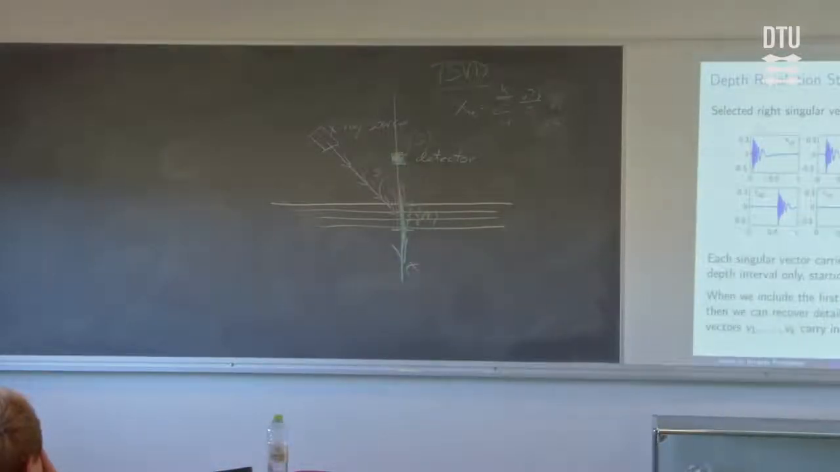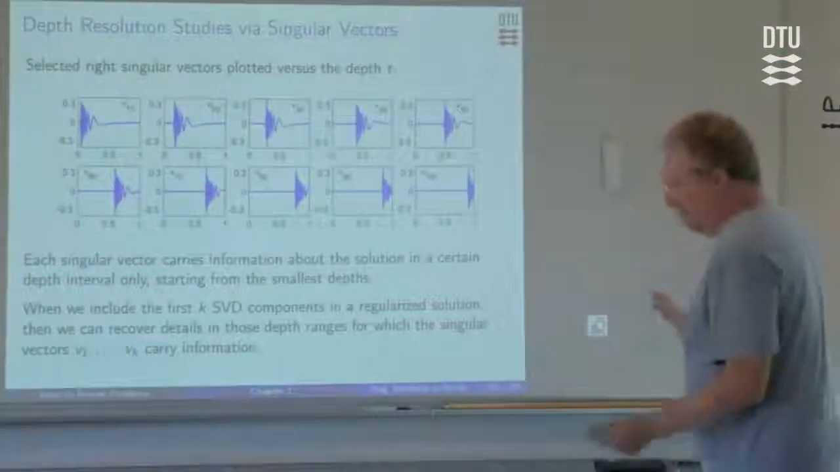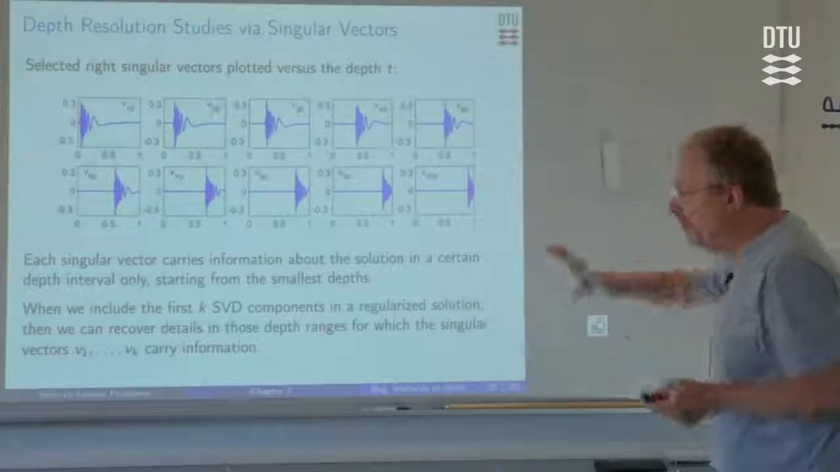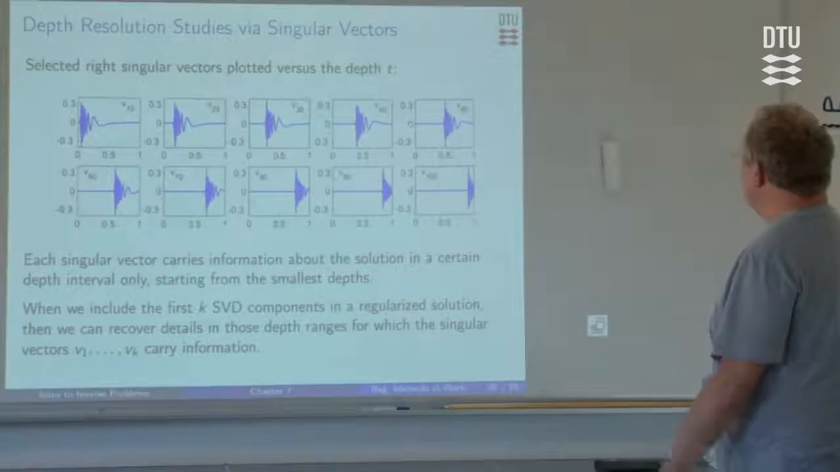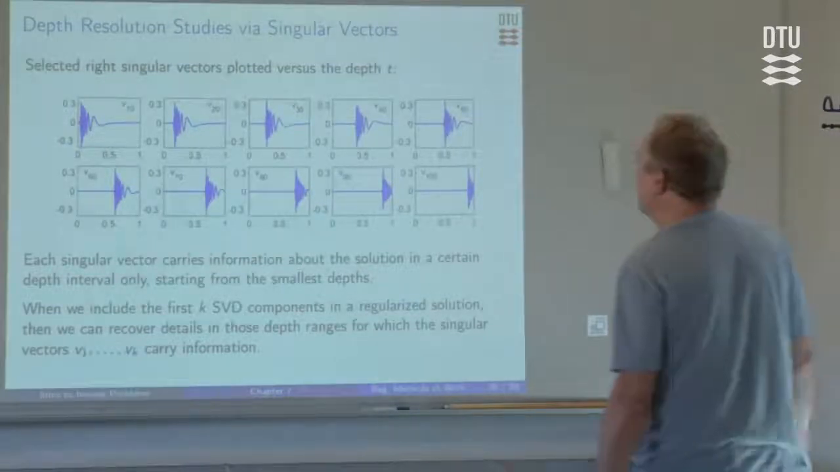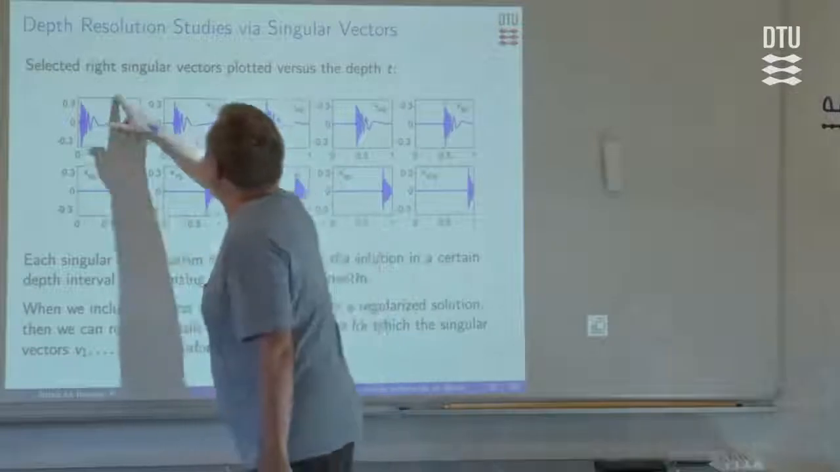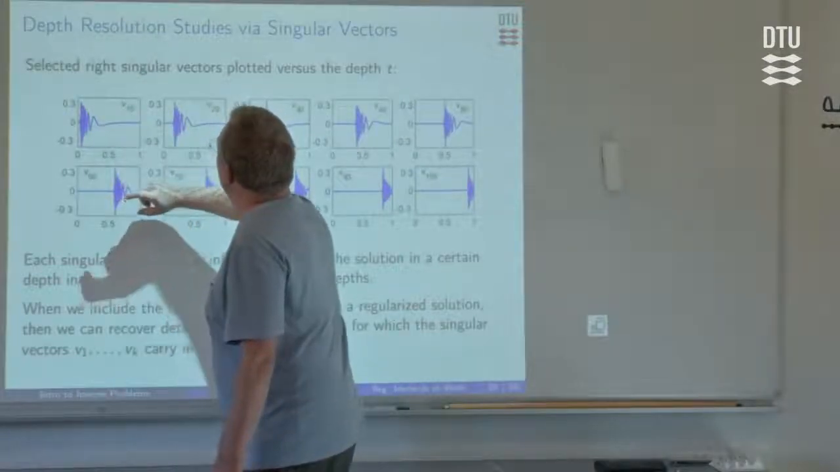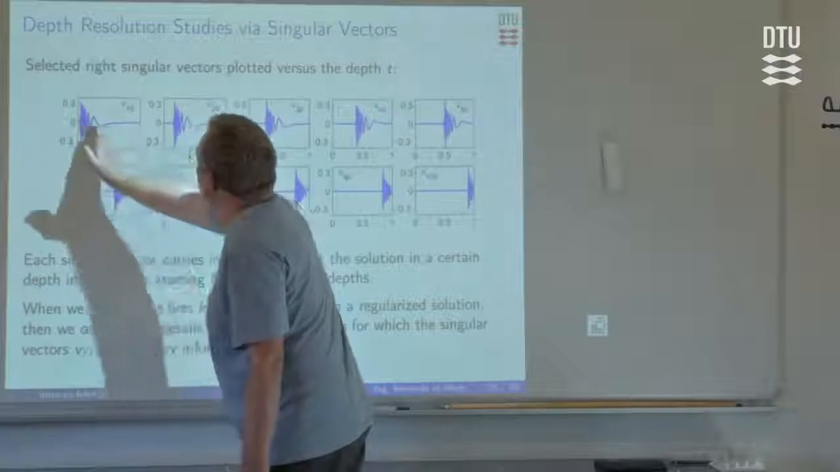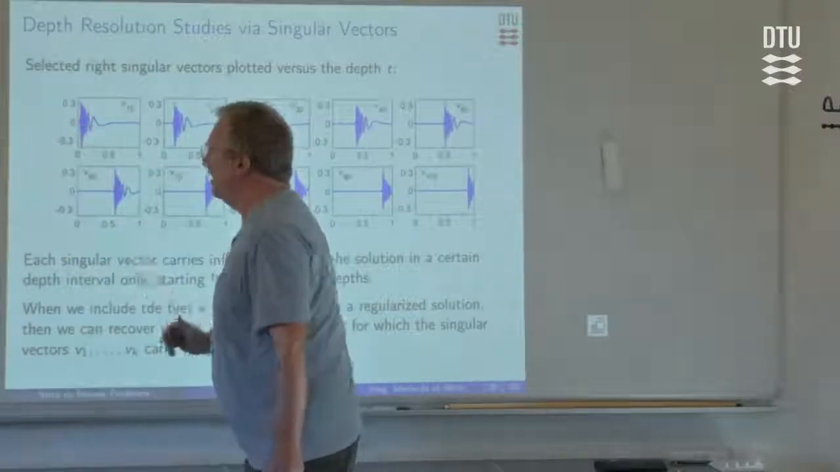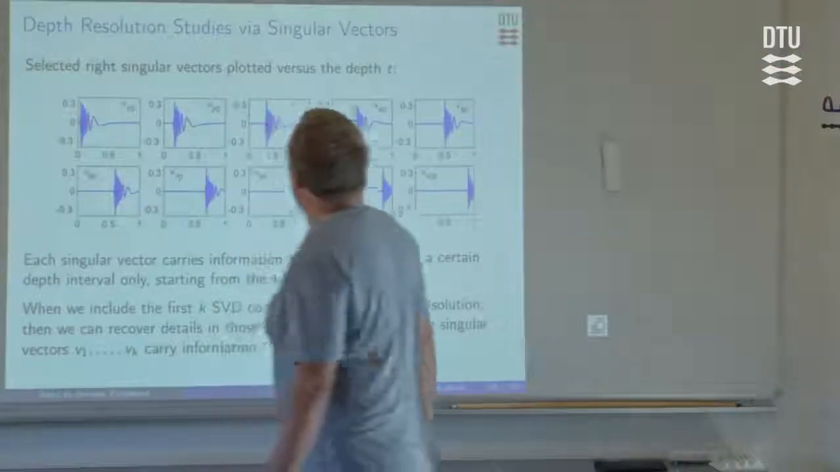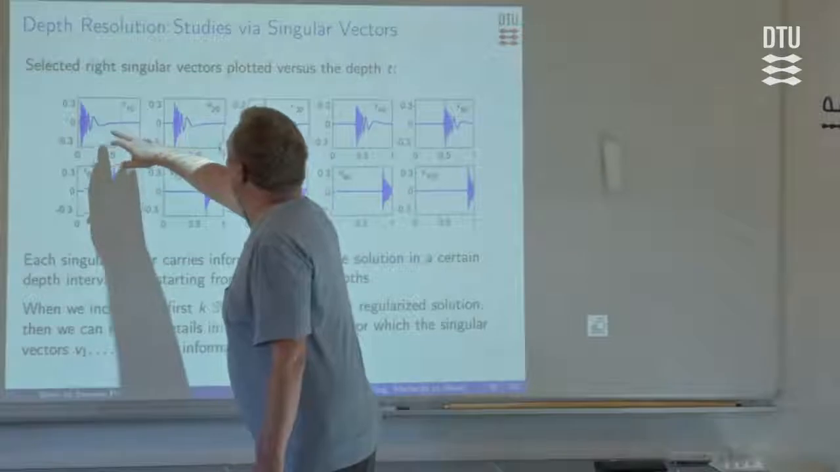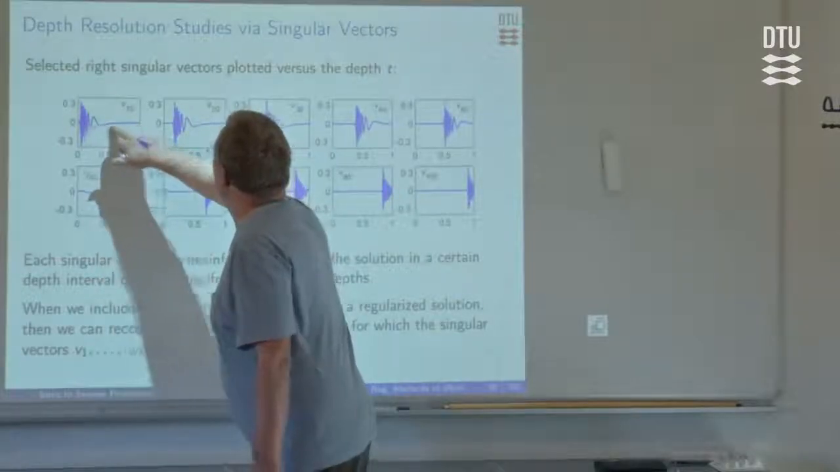Well, we see that there's an interesting progression now in these singular vectors. Usually we have this feature with more and more oscillations as the index gets higher, but that's not quite what we see here. We see something else. Here's singular vector number 10, okay? So it has oscillations here in the left part, that corresponds to the top layers. And from a certain point, essentially this vector here becomes zero.